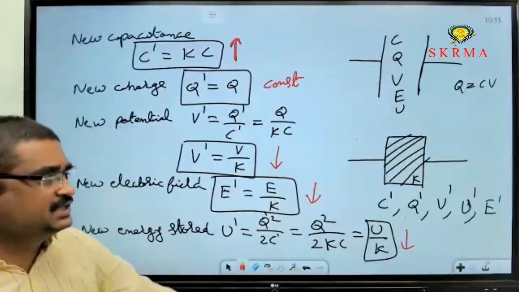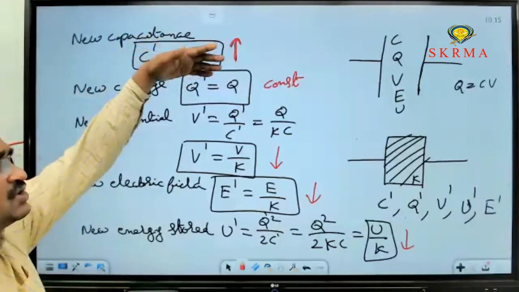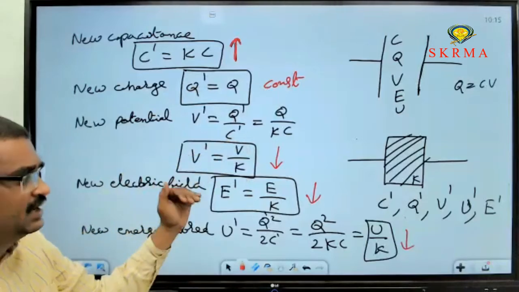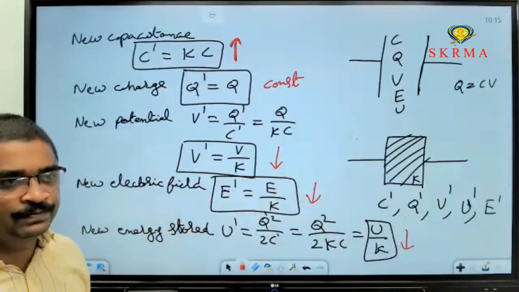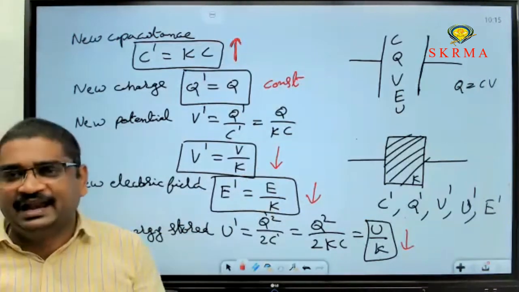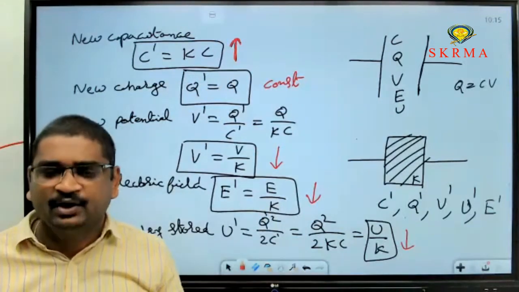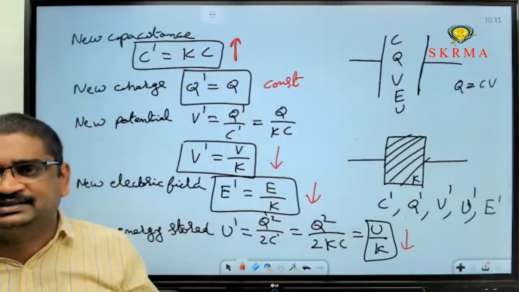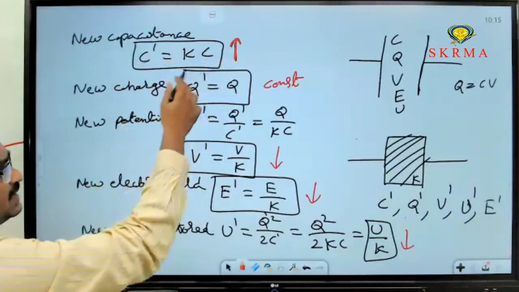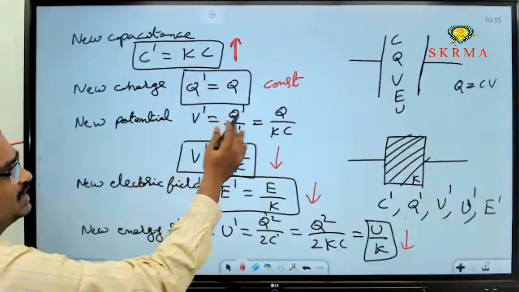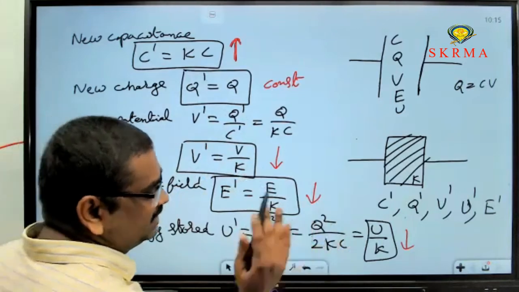So in this case we need to finalize: capacitance is going to increase, charge is constant, potential is going to decrease and electric field is going to decrease. Finally energy also going to decrease. So if you introduce some dielectric without any battery, these are the conclusions. If you introduce one dielectric within a capacitor plates without a battery, then capacitance is going to increase, charge is constant, new potential decreases, electric field decreases, as well as energy stored also decreases.